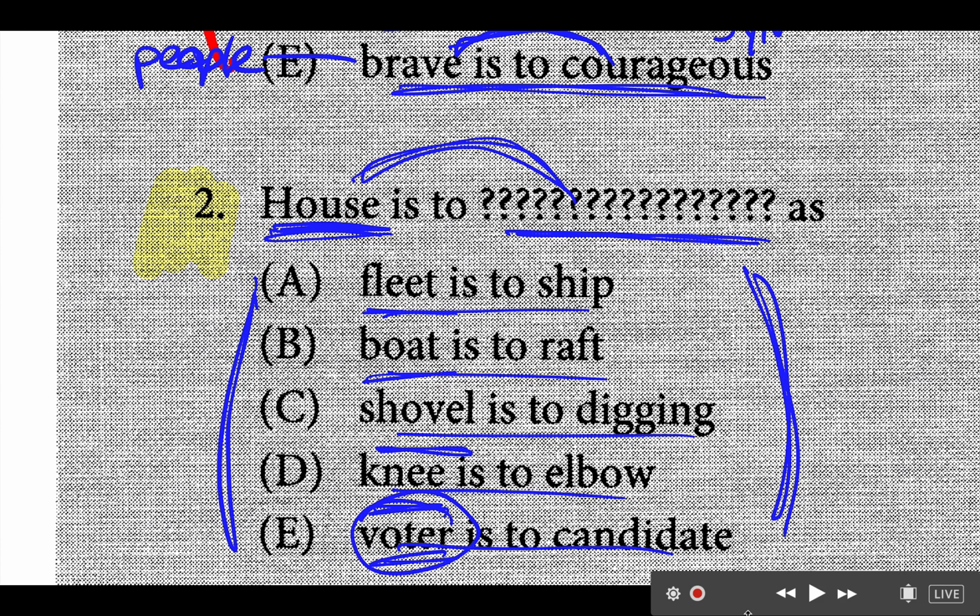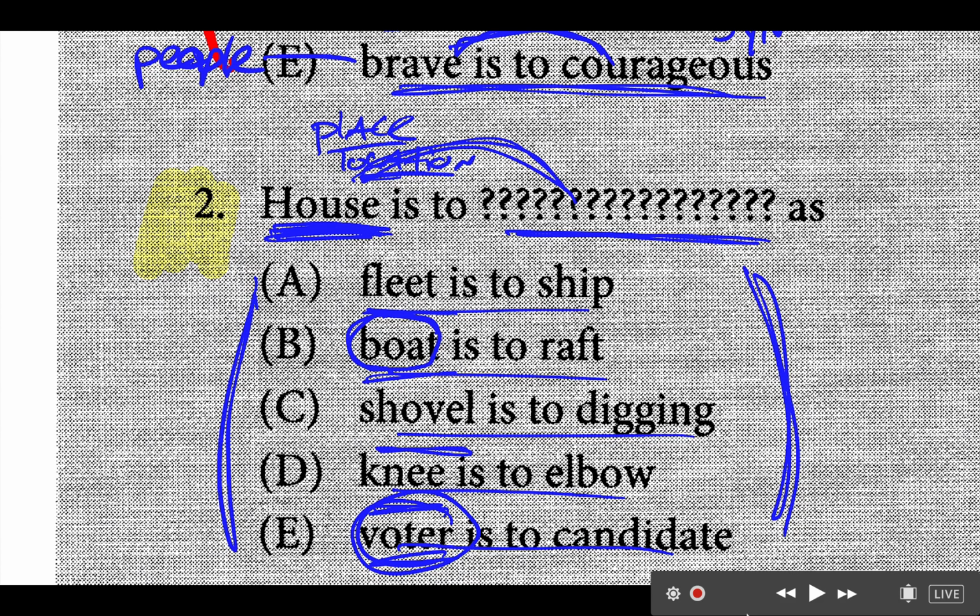I have a bit of a reason against voter, because voter would be a person, but house would be a thing or a place or a location. So far, this is probably the best fit just based on that, as far as place and location go. Okay, but that's not a super strong reason, but at least it's something.